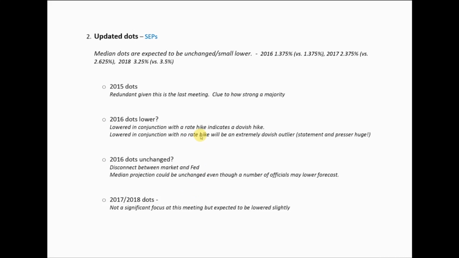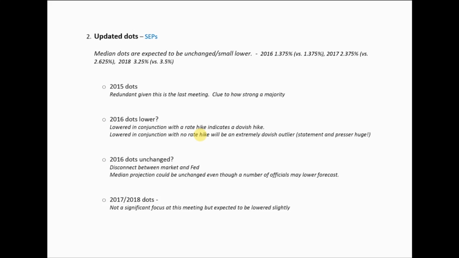Okay, so we've been through potential for rate hikes. The updated dots. So the dots are expected to be unchanged to small lower. 2016 dot is currently at 1.375%. Should stay the same. 2017 and 18 expected to be lowered by 0.25%.